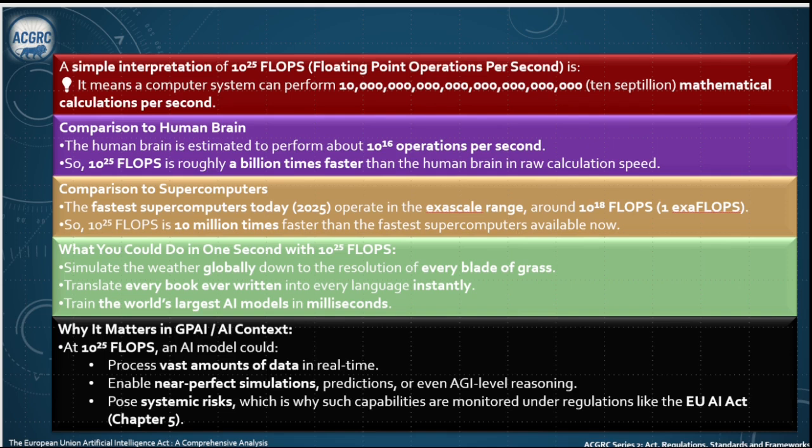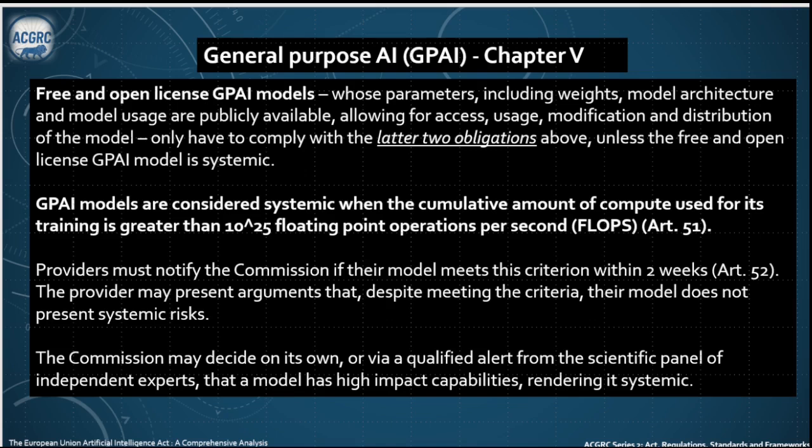Why does it matter in the GPAI or AI context? At 10 to the power 25 FLOPS, an AI model could process vast amounts of data in real time, enable near-perfect simulation, prediction, or even AGI-level reasoning, and pose systemic risk, which is why such capabilities are monitored under regulation like the EU AI Act. I hope this context helps in understanding why this was mentioned in Article 51 of Chapter 5 of the EU AI Act.